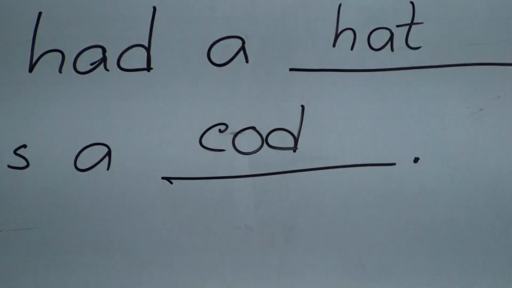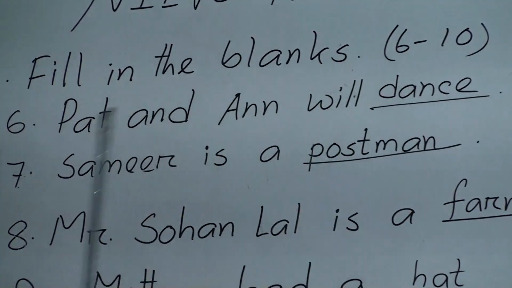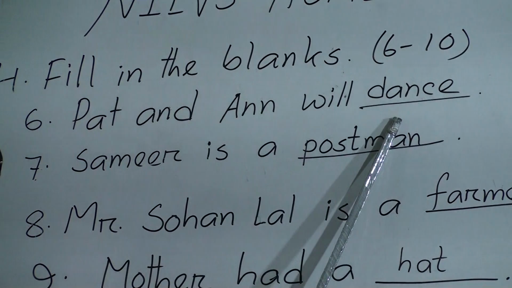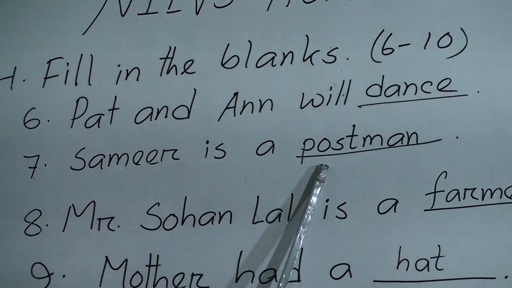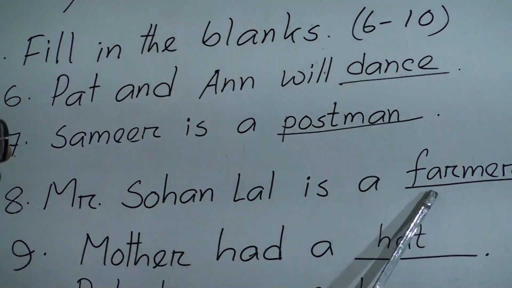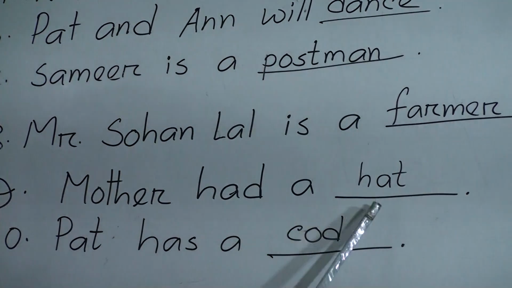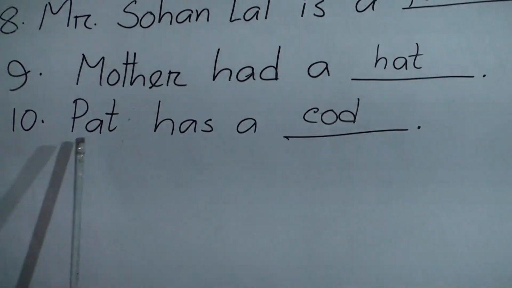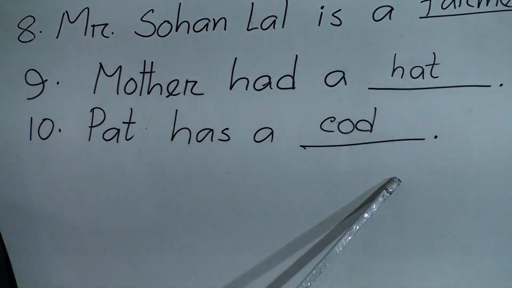Okay, let's read again. Number 4, fill in the blank 6 to 10. Number 6, Pat and Ann will dance. D-A-N-C-E spelling. Number 7, Samir is a postman. P-O-S-T-M-A-N, postman. Mr. Sohan Lal is a farmer. F-A-R-M-E-R. Number 9, mother had a hat. H-A-T. Number 10, Pat has a cod. C-O-D. Cod means a large sea fish.